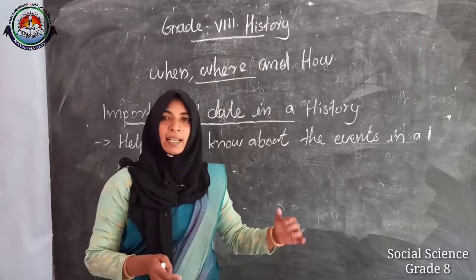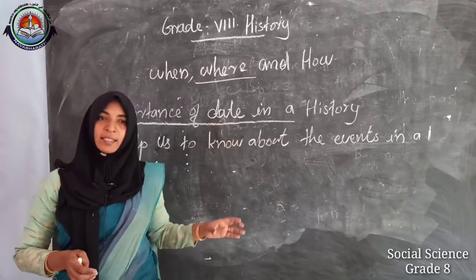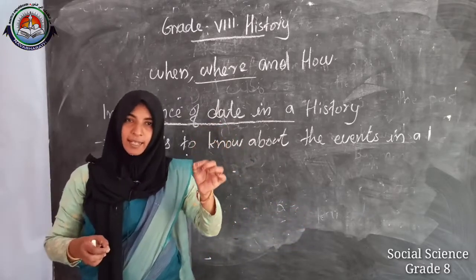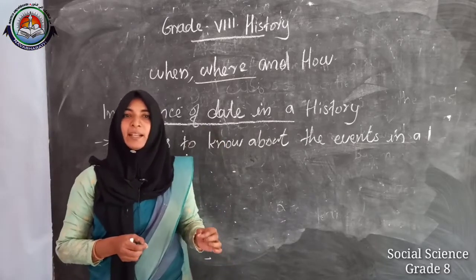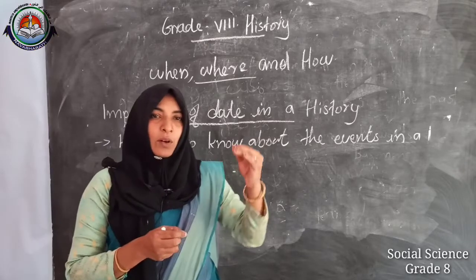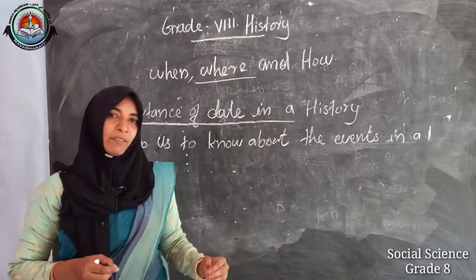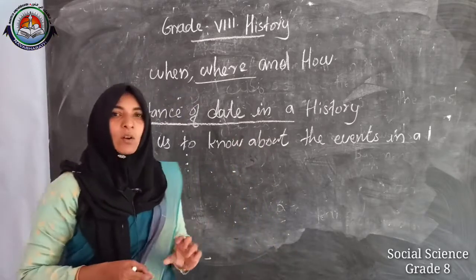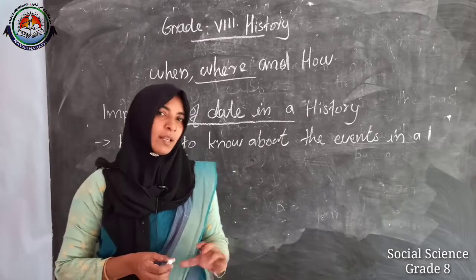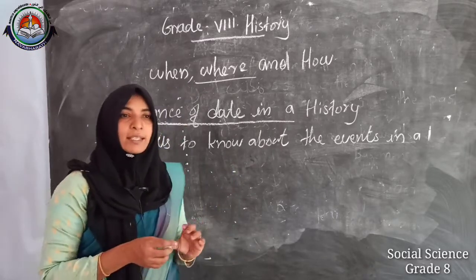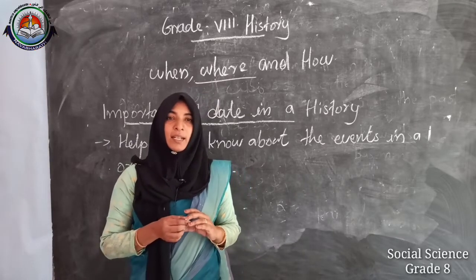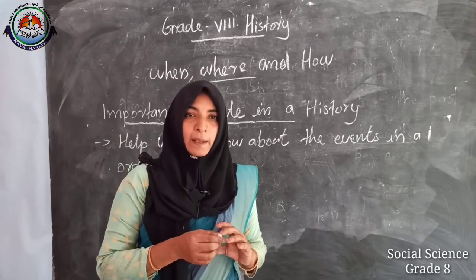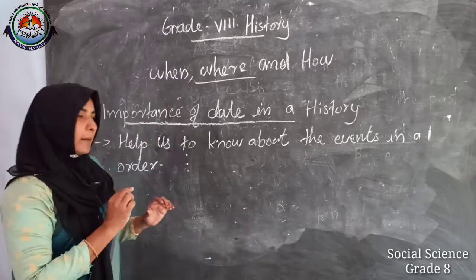In history, how are we arranging the events? In a chronological order. That means in an ascending order, we are marking our events. Chronological events help us to understand the political, economical and social development of a time.